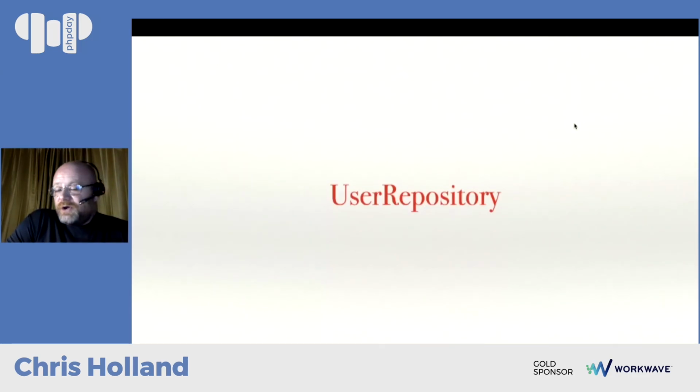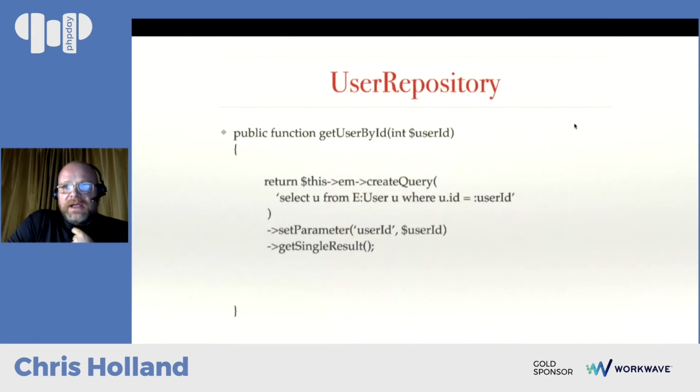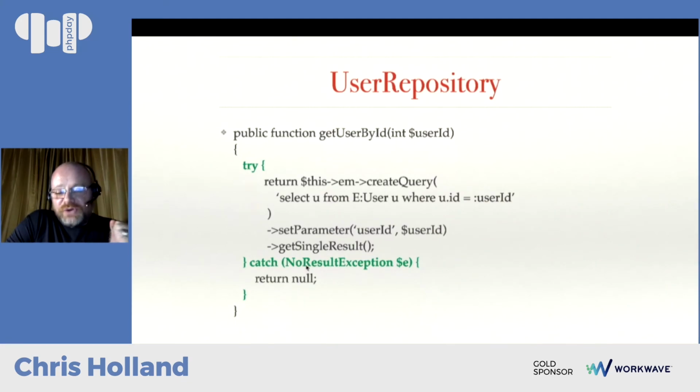This is what the code could look like. I could be inside of my user repository, and doctrine is actually going to do the right thing. But instead of embracing doctrine's usage of exceptions, I'm going to catch the no result exception, and I'm going to perpetrate evil, and just return null.